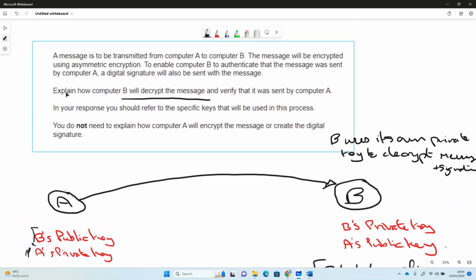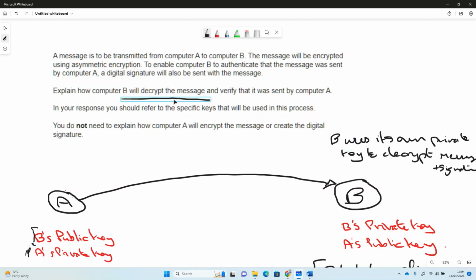So explaining how computer B decrypts the message. So we've explained that it decrypts the message using its own private key, and referring to specific keys, so we've said which key is going to be used. It didn't ask us to do the bit where we talked about the encryption there, but it just helps to see how that works.